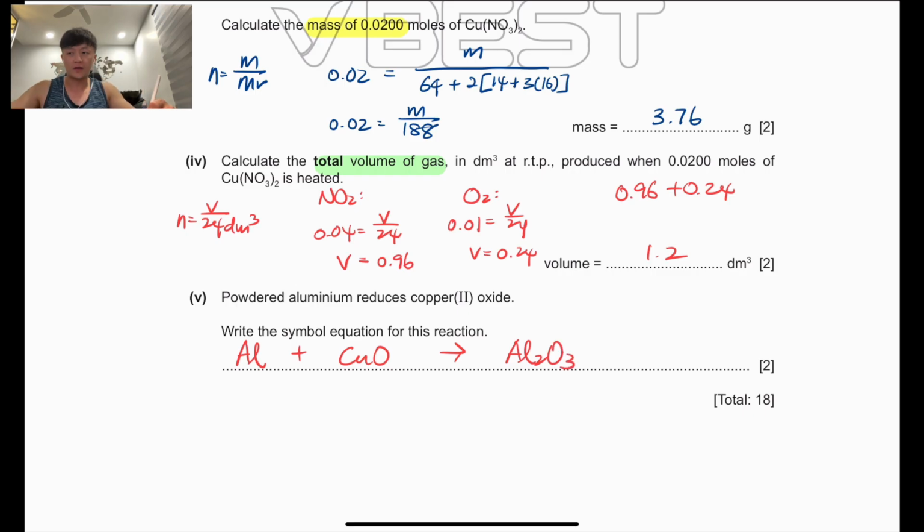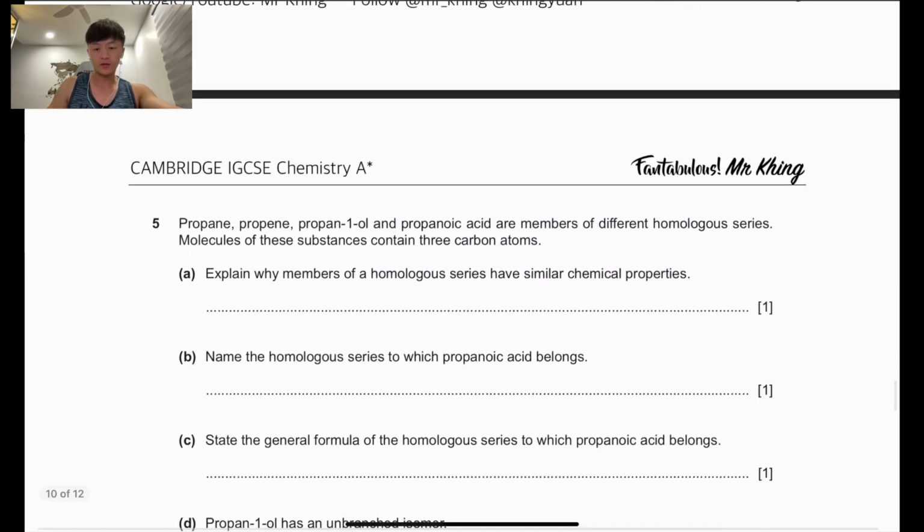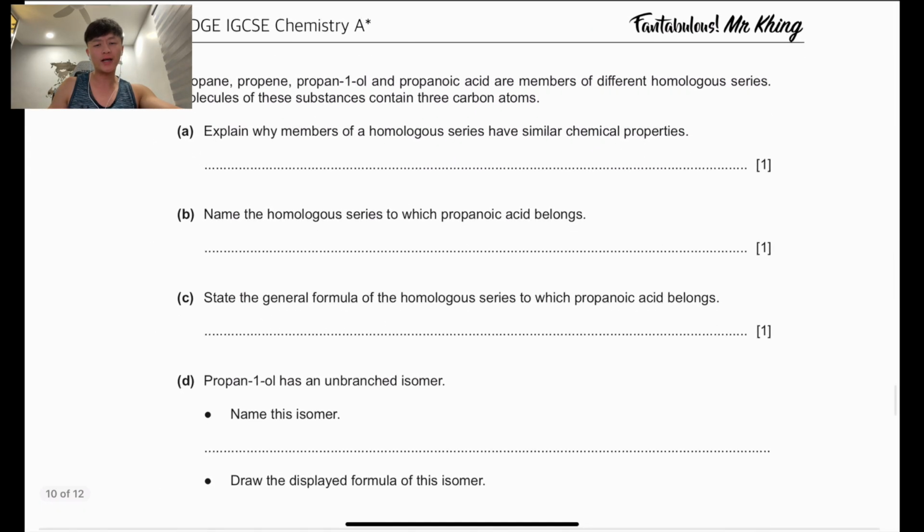Al2O3, okay, plus copper. Okay, balance the equation. You see, on the right hand side there are 3 oxygen, so put 3, 2 aluminium, 3 copper. That's it. This is how the chemical equation is balanced. Okay, and then next one, organic chem.